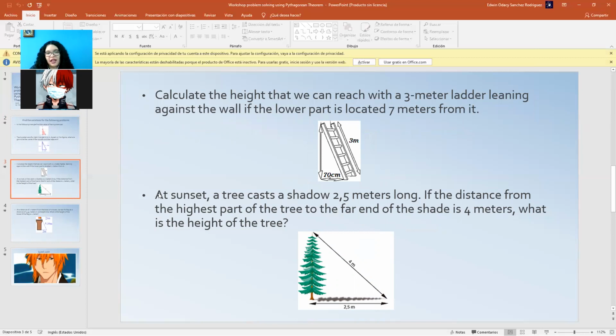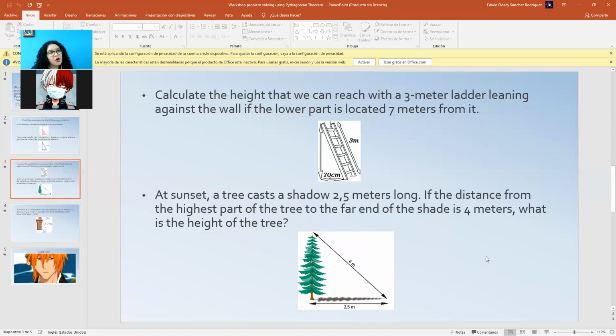At sunset, a tree casts a shadow 2.5 meters long. If the distance from the highest part of the tree to the far end of the shade is 4 meters, what is the height of the tree? As you can see, this is a well-drawn tree, not like my tree.